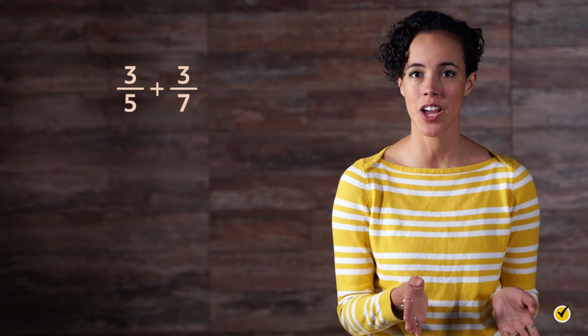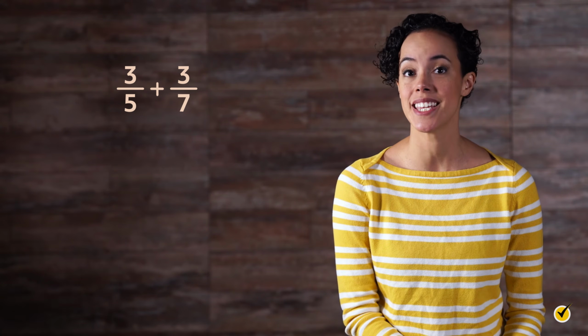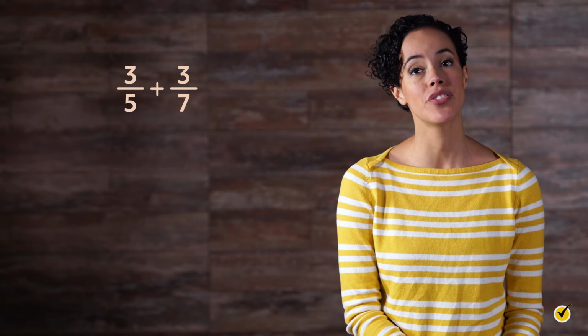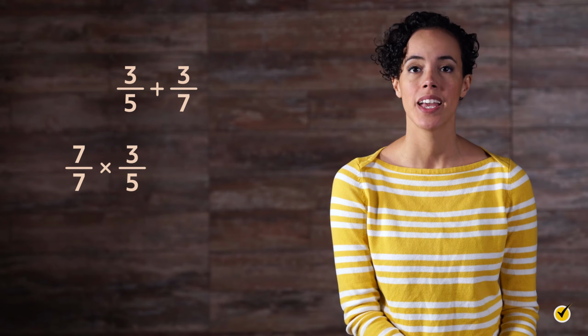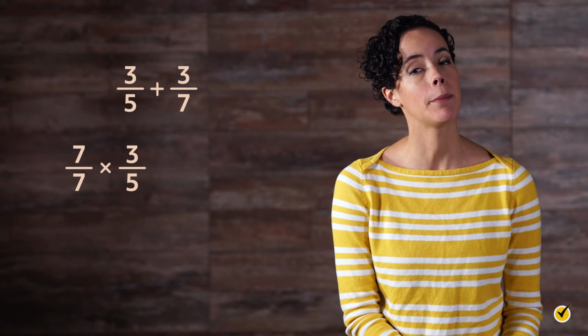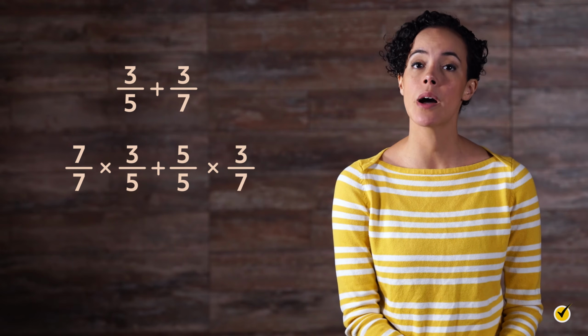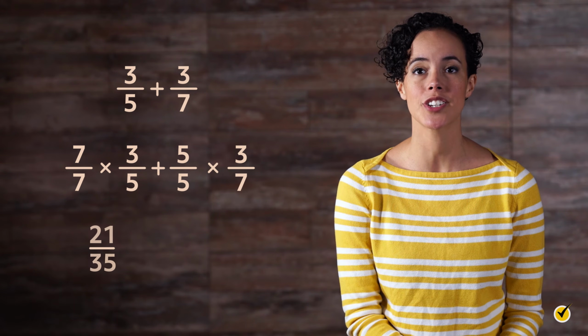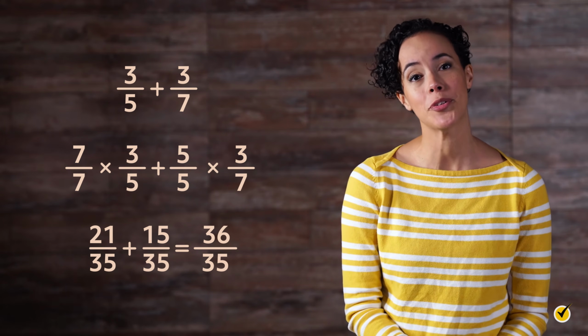All right, now here's one for you to try. Pause the video and see if you can solve it. How'd you do? Let's walk through it together. The least common multiple of 5 and 7 is 35. Adjust the first fraction by multiplying the numerator and denominator by 7, and adjust the second fraction by multiplying the numerator and denominator by 5. Once the denominators match, add the numerators. This gives us 36/35.